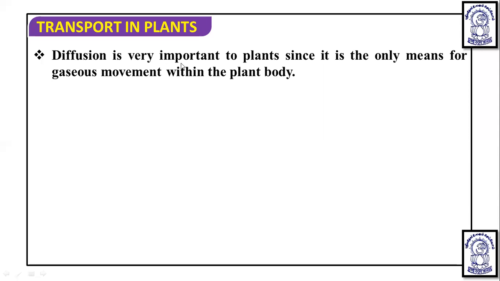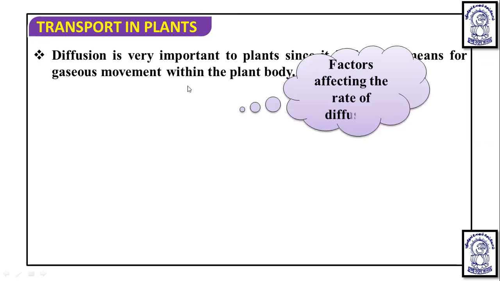Now dear students, diffusion is very important to plants, since it is the only means of gaseous movement within the plant body. And the factors which affect the rate of diffusion, the concentration gradient is one of the important factors.